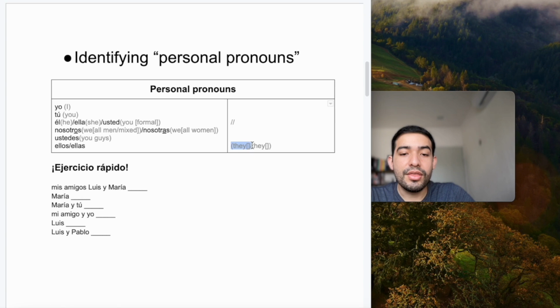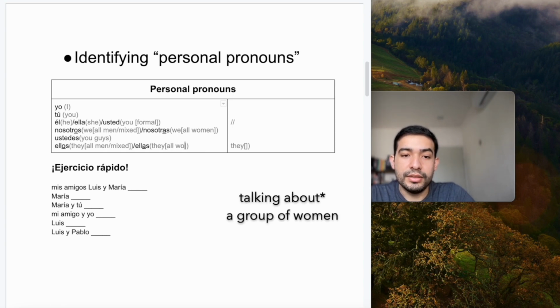Then we have ellos. Ellos means they. Then again, it means they when it is all men or when it is a mixed group. Ellos, and then we have ellas. Again, same endings. The O for masculine and A for feminine. Ellos and ellas. Ellas means they when we are talking to a group of women.